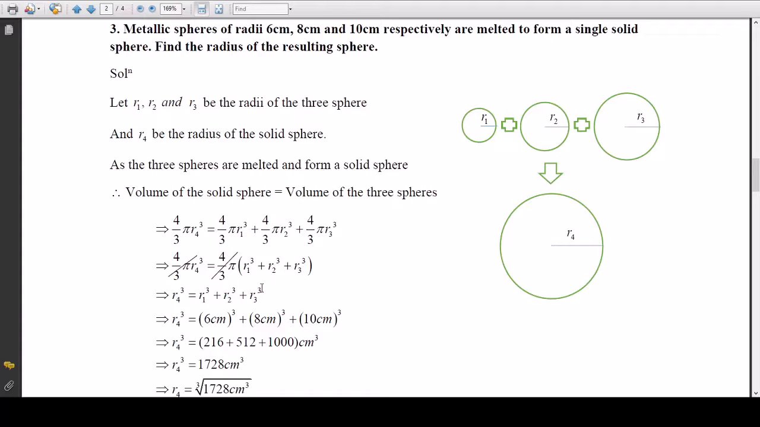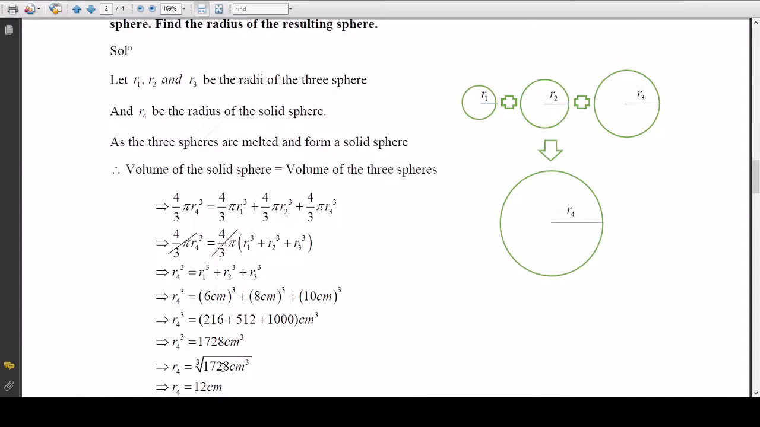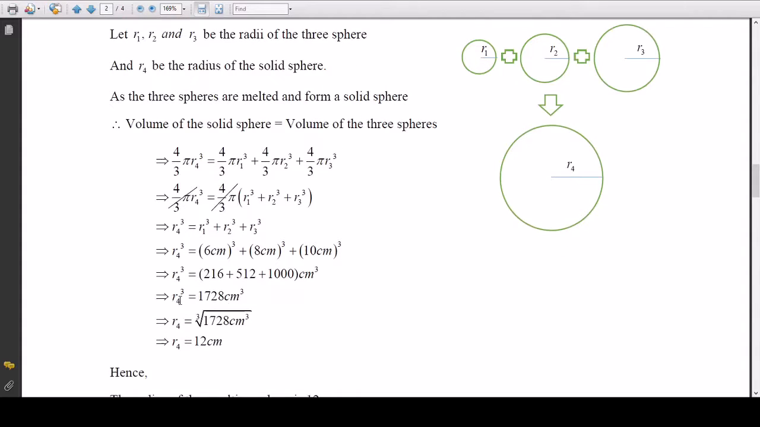Now time for substituting the values of R1, R2 and R3. R1 is 6 centimeter, R2 is 8 and R3 is 10. 6 cubed means 6 multiply 6 multiply 6, which gives us 216. 8 multiply 8 multiply 8 is 512, and 10 multiply 10 multiply 10 is 1000. Adding these three you'll get 1728. R4 cubed is equal to 1728 centimeter cubed. Then R4 will be the cube root of 1728.